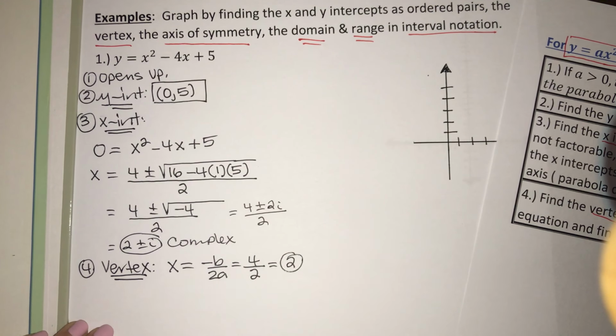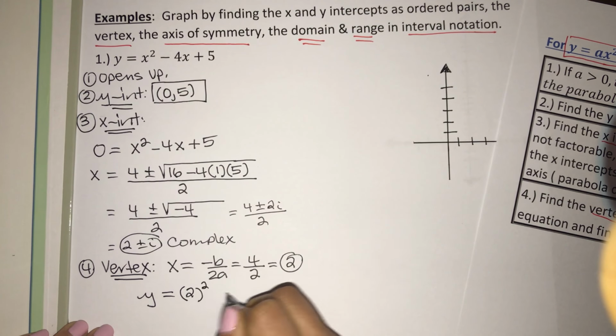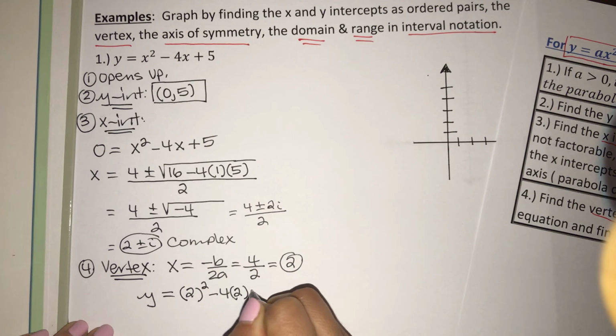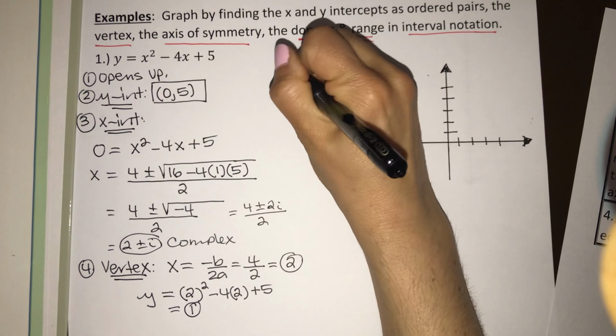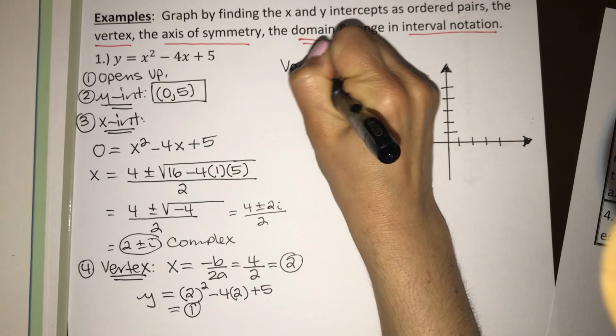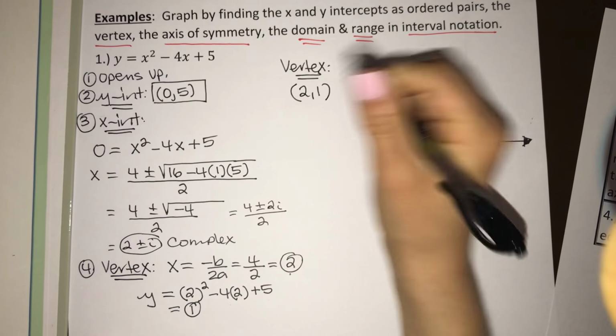To get the y-coordinate, you just take 2, substitute it into your equation. Just be careful with the parentheses and the signs. So if we calculate this correctly, this is 4 minus 8 plus 5, so that's going to give us positive 1. So then our vertex as an ordered pair, I'll write it right here, is going to be x is 2, y is 1, so it's (2, 1).